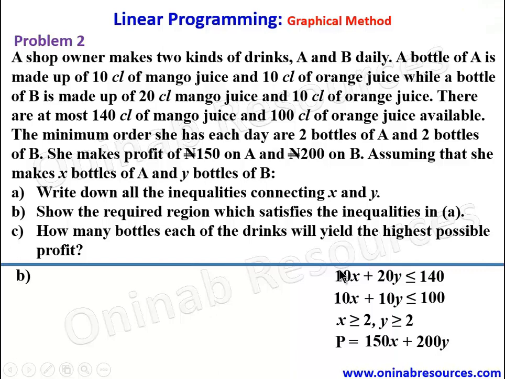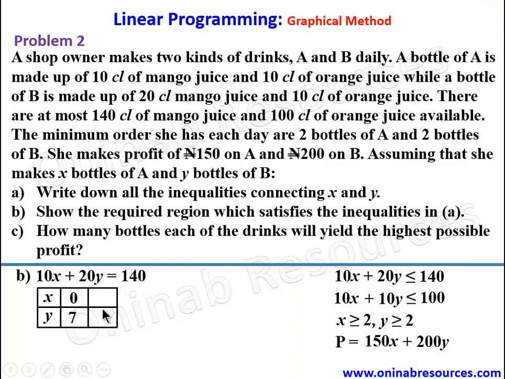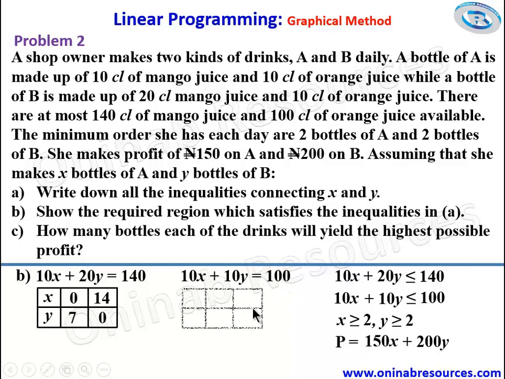For B, I am going to change the first inequality to an equation. So I have 10x plus 20y is equal to 140. I create the table, x and y. When x is 0, y is 7, and when y is 0, x is 14. Then for the second, 10x plus 10y is equal to 100. When x is 0, y is 10, and when y is 0, x is also 10.